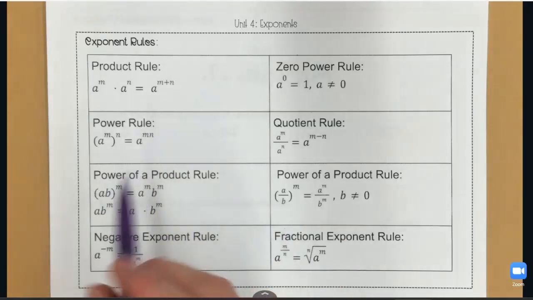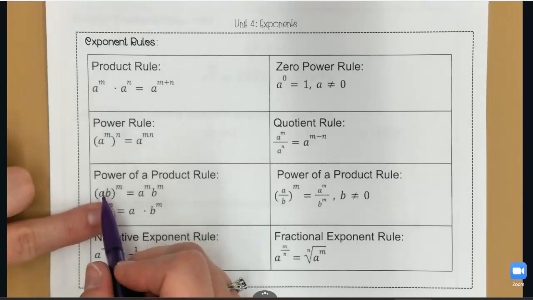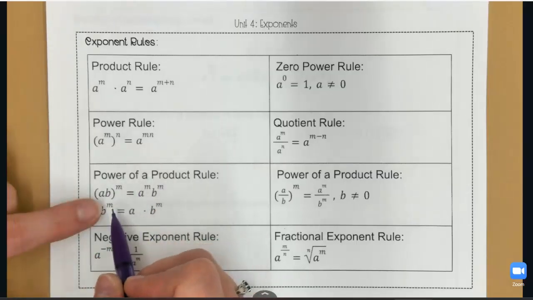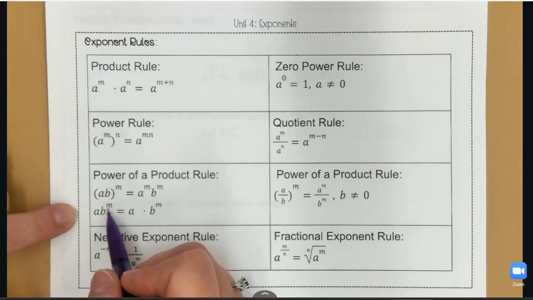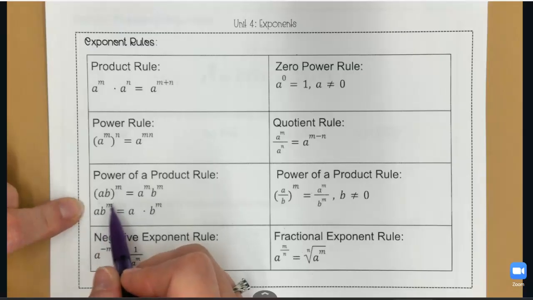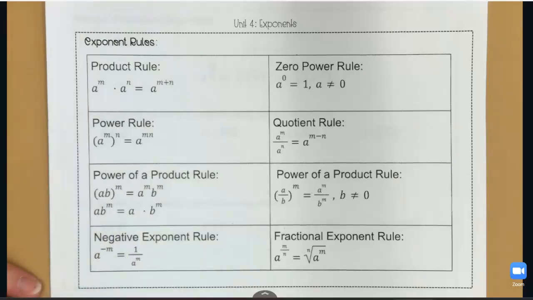Power of a product just means that if you have two terms being raised to a power and they're being multiplied, you distribute it to both. But if they're not both being raised, like there's not a parentheses around the a and the b, this power only applies to the m.